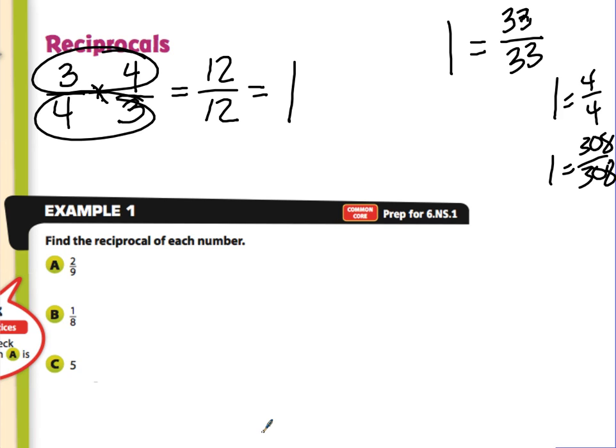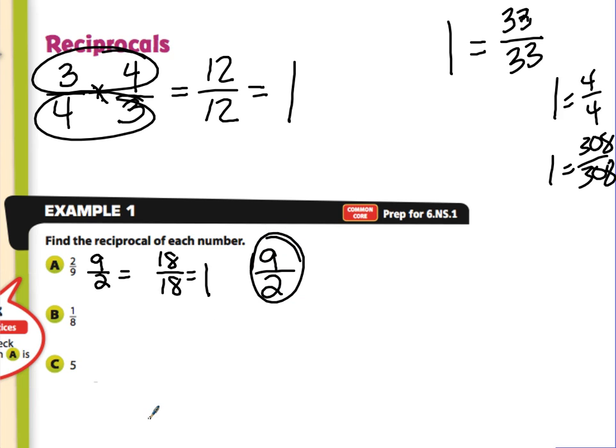So again, reciprocals, actually I lied. When I told you guys that multiplication was the easiest thing you would do with fractions, I forgot about reciprocals. Reciprocals are amazingly simple because literally all you do is flip them. So looking at the first example, I want to know what's the reciprocal of 2/9. Well, if I take 2 and multiply it by 9, and 9 and multiply it by 2, that gives me 18/18, which is equal to 1. So the reciprocal of 2/9 is 9/2.